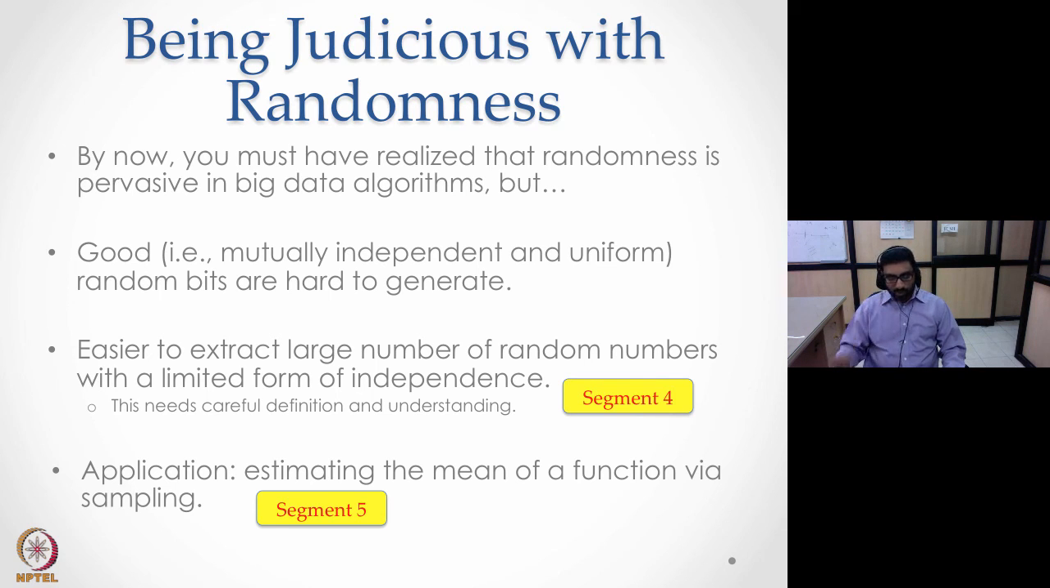Now, in a situation like that, sampling makes a lot of sense. What we will see here is how to use sampling using randomness that has this limited form of independence, and we'll see how we can effectively do that. So this will be segment 5 in this week.